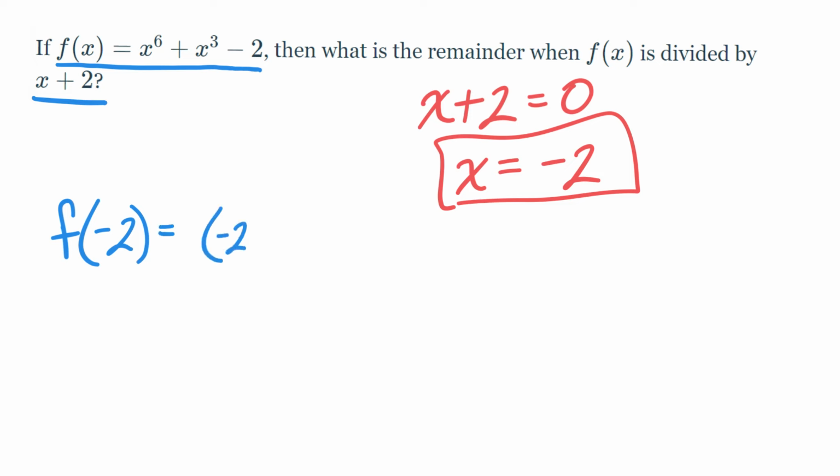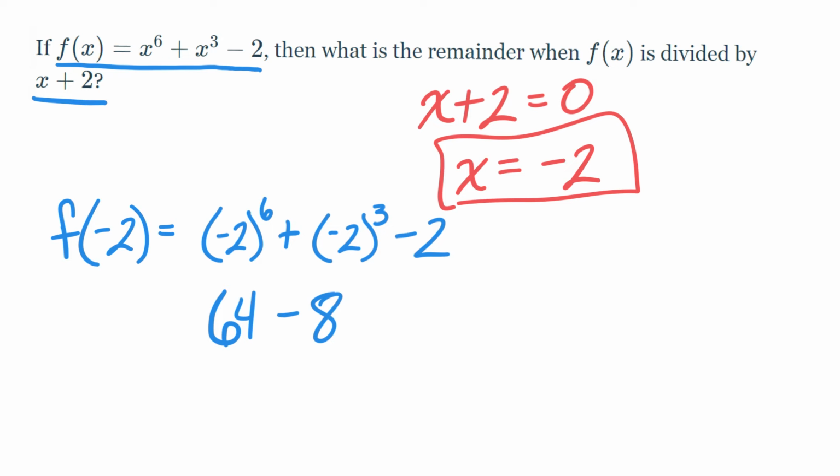Remember to use parentheses. We go negative 2 to the sixth power plus negative 2 to the third power minus 2. And what will happen after we do this is we will know what the remainder would be if we had divided this. So negative 2 to the sixth power is positive 64. Negative 2 to the third power is negative 8. And if you put this in your calculator and you're wondering why you ended up with a negative 64 instead of a positive, it's because you did not use parentheses. We've got to remember to use parentheses anytime we do these values.